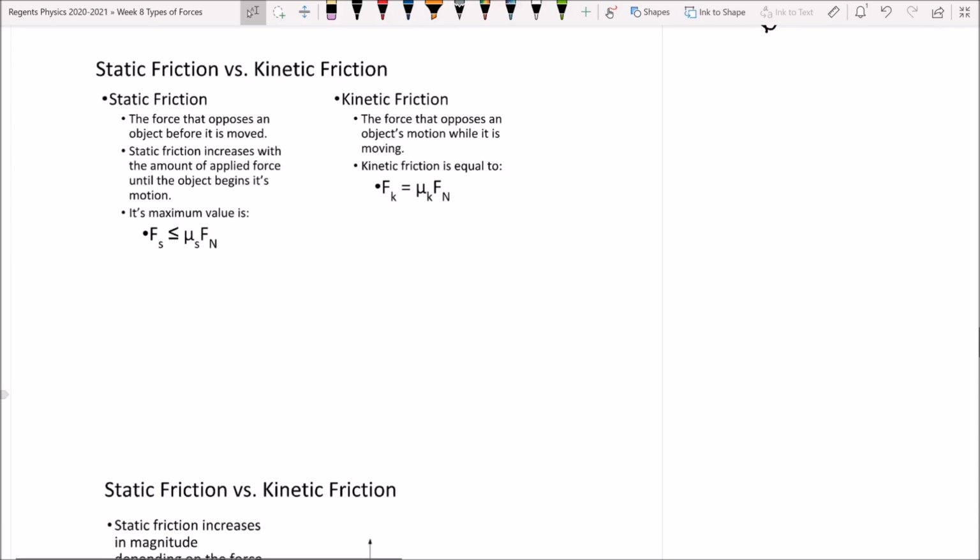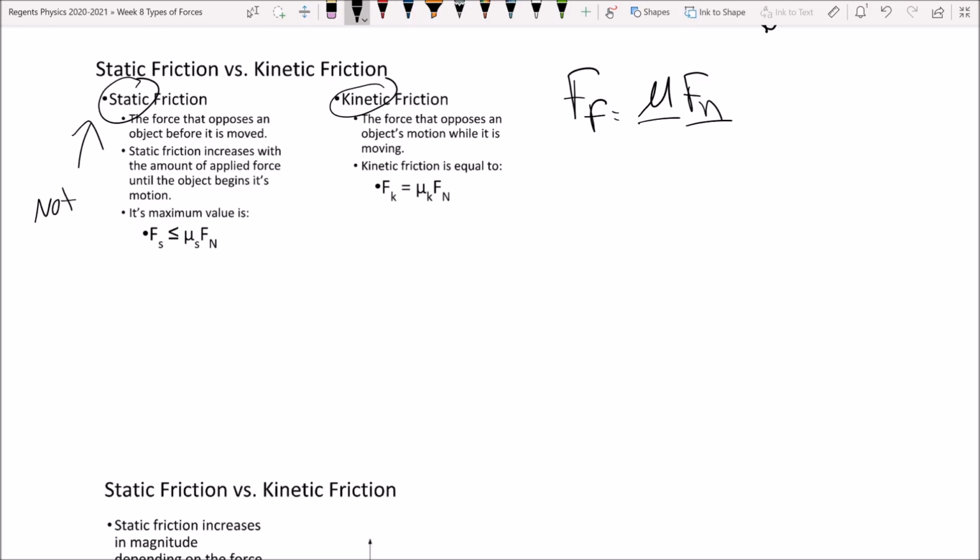The key idea here is that the force of friction acting on an object can be represented by mu times Fn, where mu is the coefficient of friction and Fn is the normal force. But we apply this in two scenarios, the static case and the kinetic case. Static means not moving, and kinetic means moving, right? It's in motion. So static friction is the force that opposes an object before it's moved.